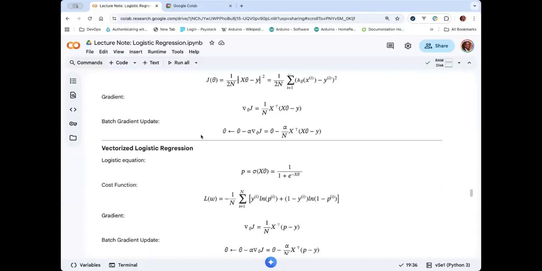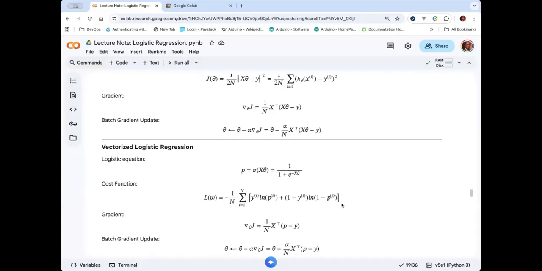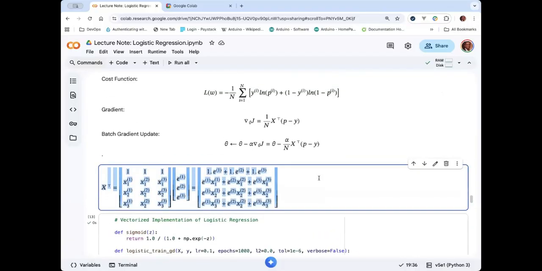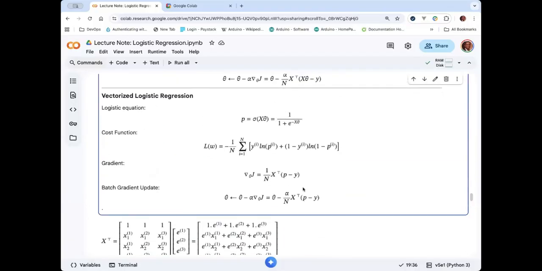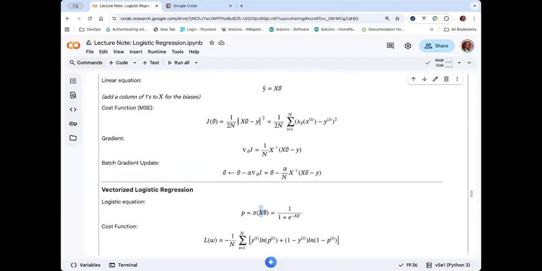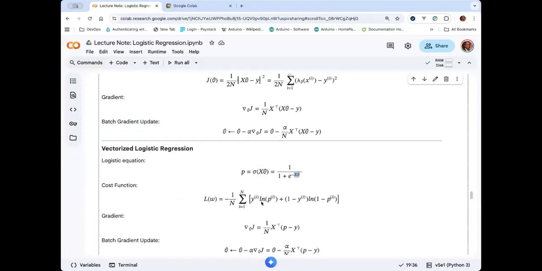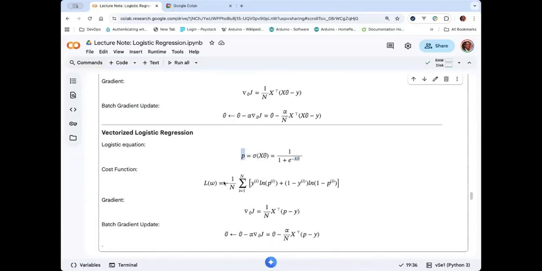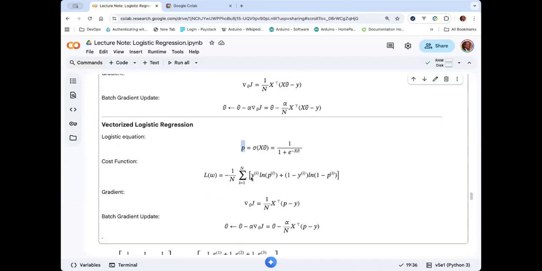Now you can see that when we come to logistic regression, we can use exactly the same thing. With logistic regression, we are still using the same x theta, right? But we pass it through a sigmoid function. So you now get 1 over 1 plus e to the minus x theta, which is the y hat. That is the logistic equation, which is P. And then the cost function is the negative log likelihood, which we see here.